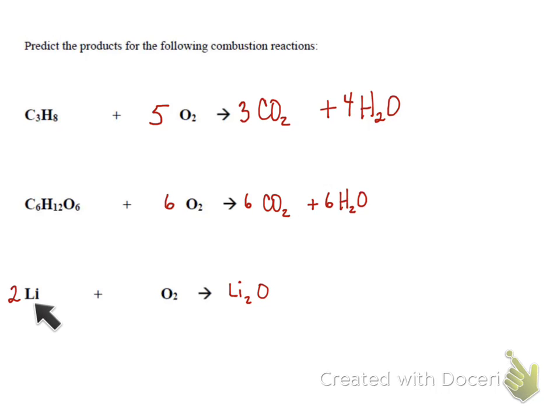Here's a metal. So metals react with oxygen, and whatever the metal is, it makes the metal oxide. And notice that these are also labeled synthesis reactions, so some reactions can be categorized in more than one way.